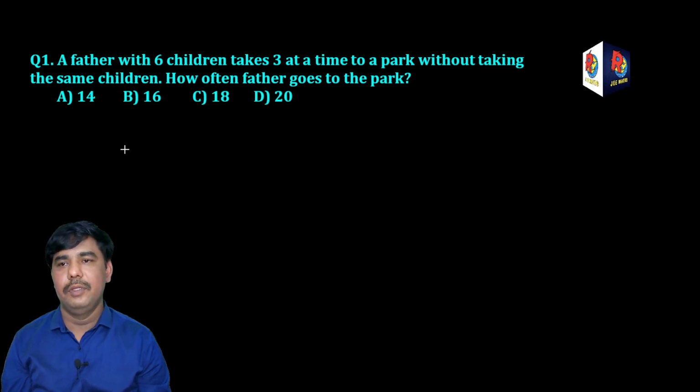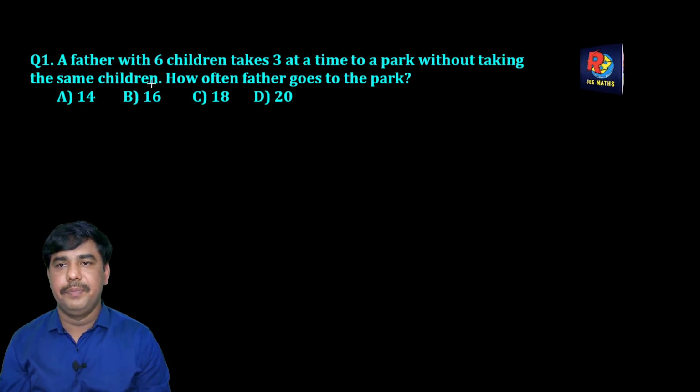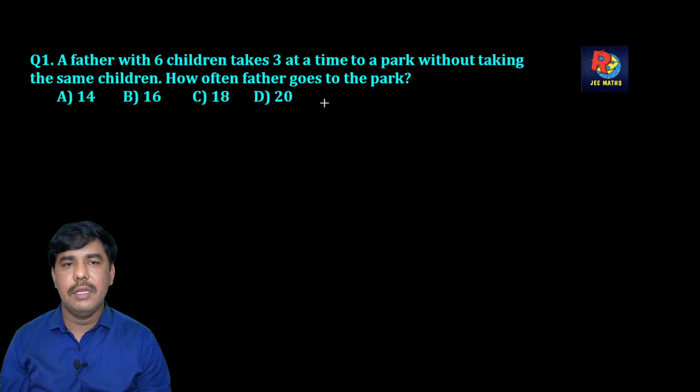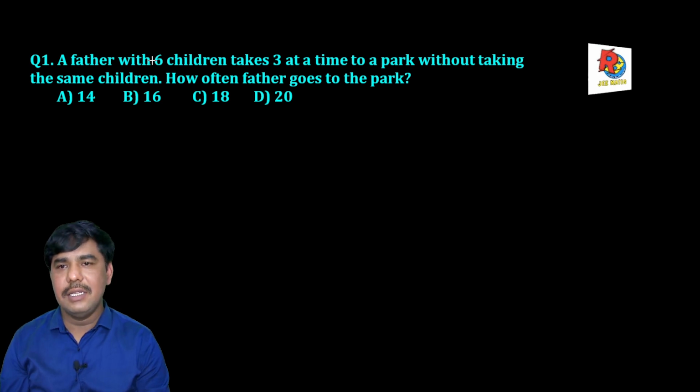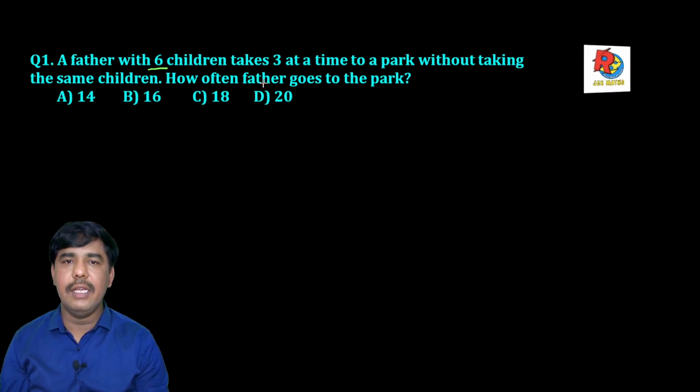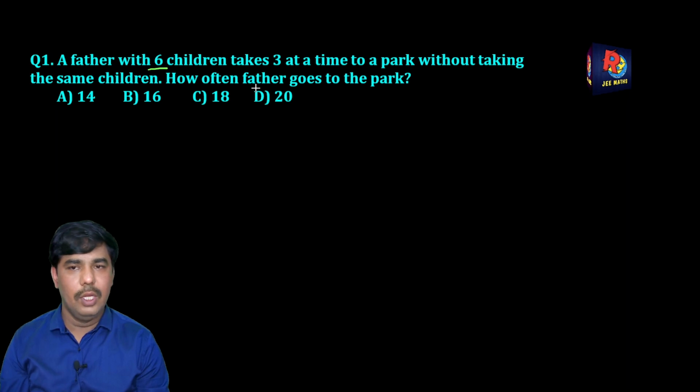Now observe this question. A father with 6 children takes 3 at a time to the park without taking the same children. How many ways will the father take them to the park? The father wants to take the 6 children to the park, but the condition is that at a time he needs to take 3 children only.